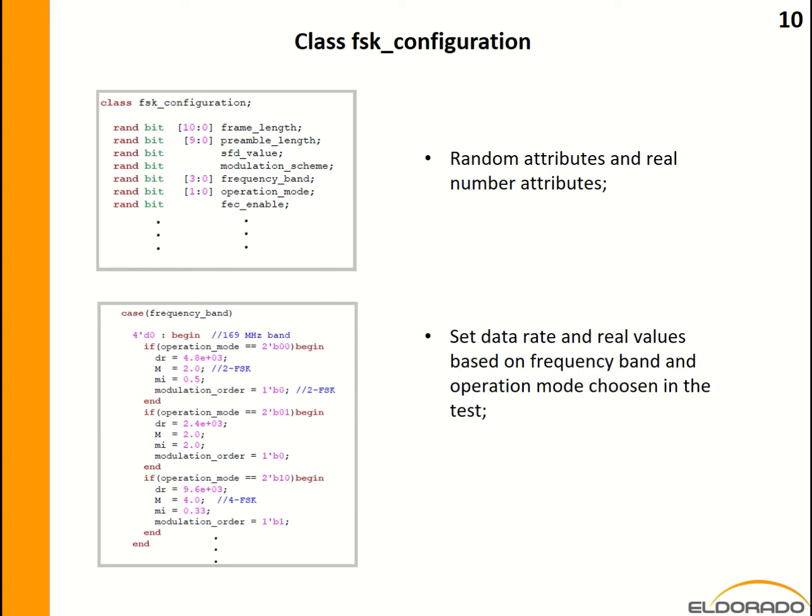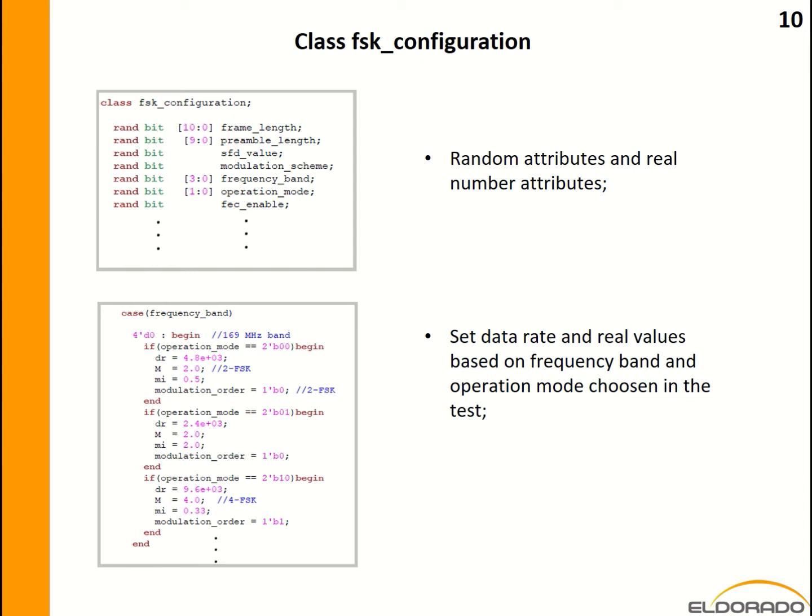Here are some details about the class that configures the DUV, the class FSK configuration. It has random attributes and attributes that have default values. Real number attributes to perform real calculations. It has attributes to set random PSDU or not. It receives the sampling frequency from the test bench and reconfigures all the attributes. It also sets a random seed to pass to the MATLAB script for the AWGN function.